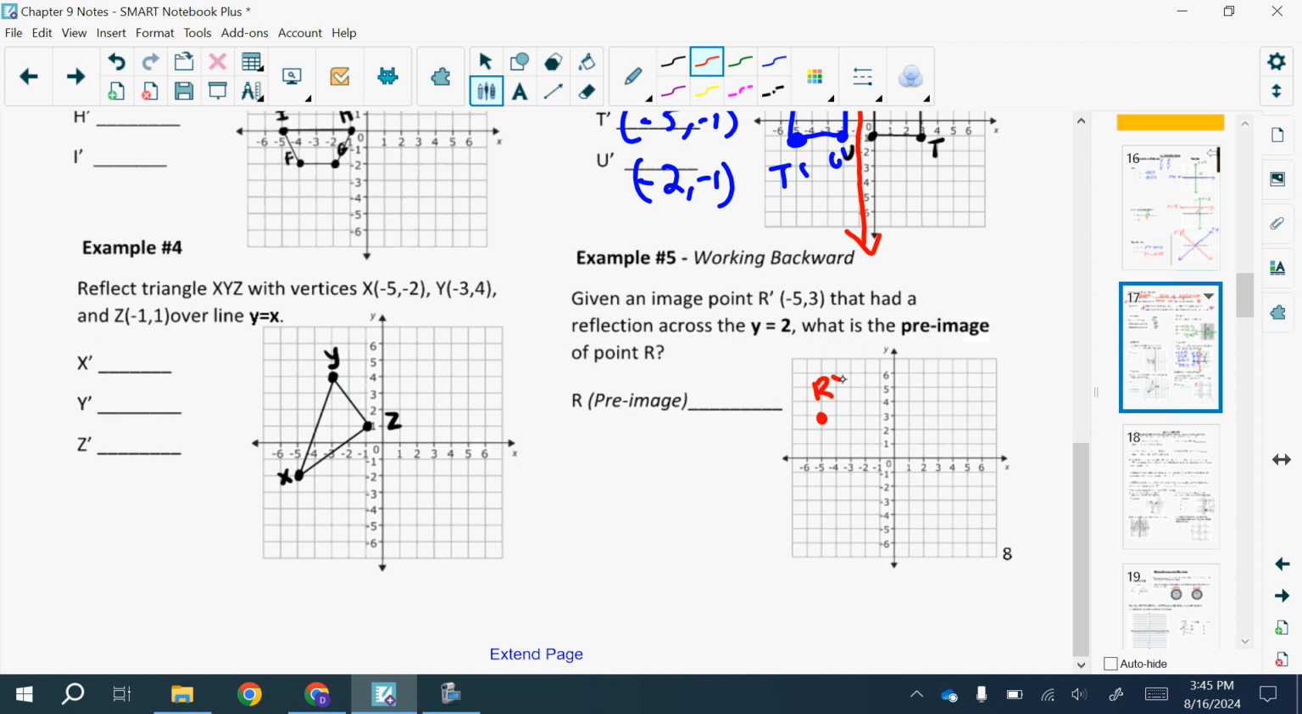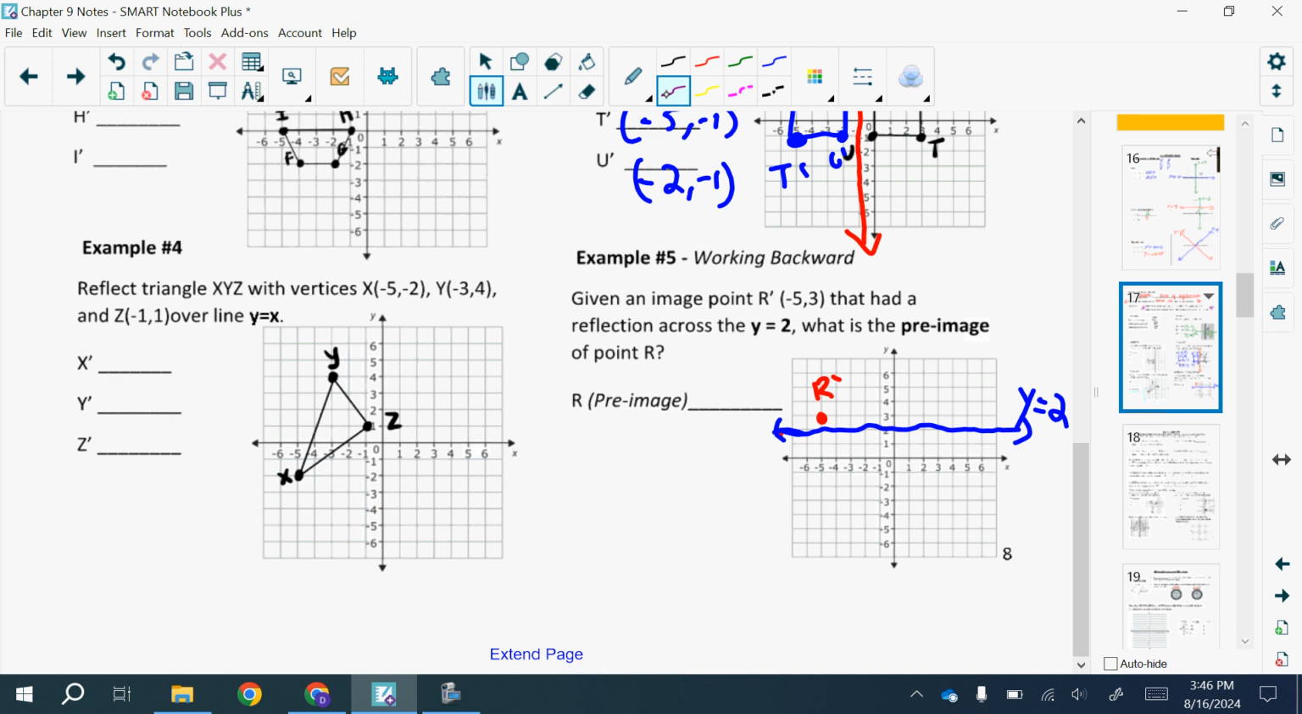And it had a reflection across the line y equals 2. So y equals 2, that is a horizontal line. Let me do that in a different color because it's y equals 2, so horizontal. So that is y equals 2. It says, what is the pre-image of the point R? So here's the thing with reflections. Working backwards is not really a thing considering everything's kind of symmetrical. It doesn't really matter that they told us that it was the image and they're asking for the pre-image.